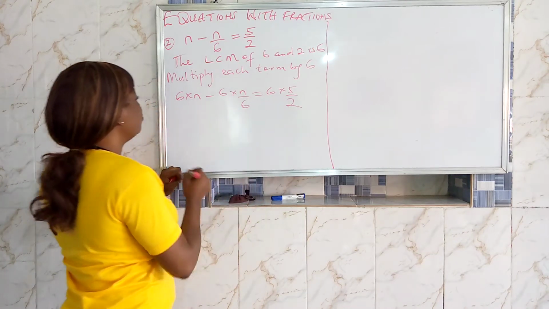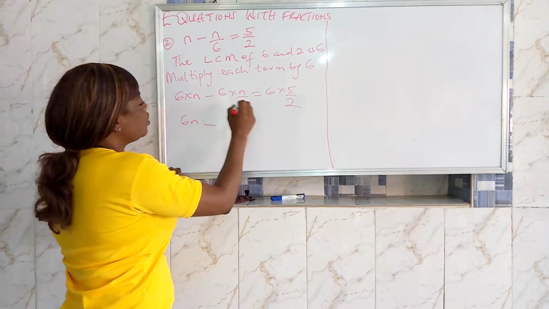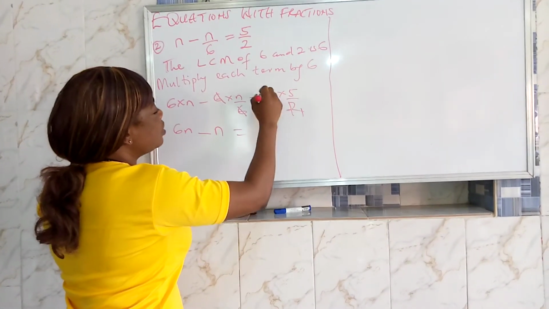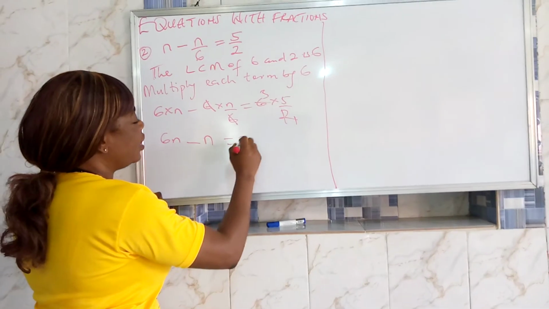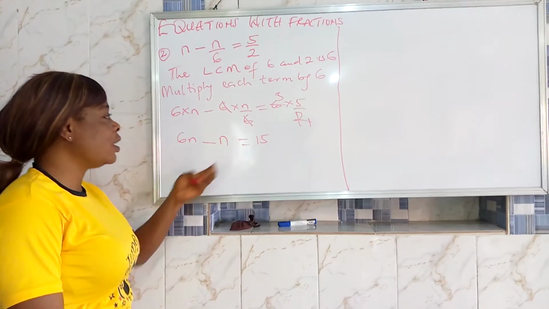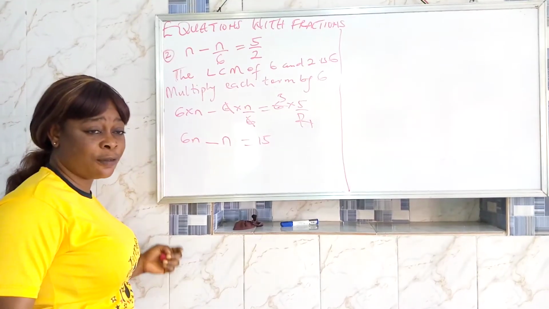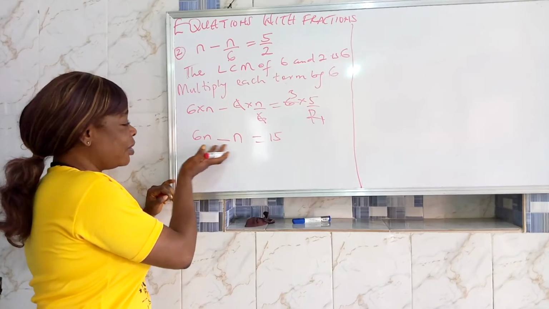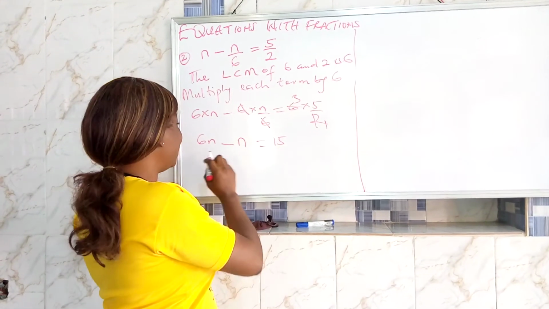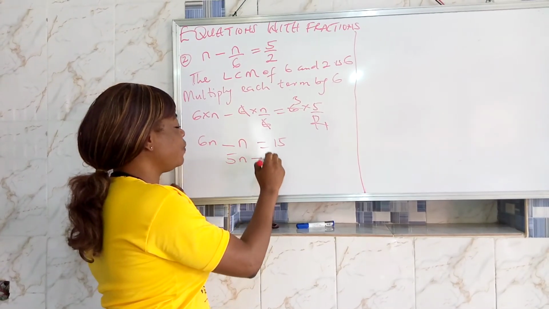So 6 times n will give me 6n. Minus, so 6 will cancel 6. So that means I have minus n. 2 here 1, 2 here 3. So I have 3 times 5, which is 15. I just put it as 15. So if you look at it now, multiplying it through by the LCM, I've already cleared the fraction. So what is the next? Thank God this one, I don't need to collect like terms. This one and this one, they are together already. So I now have 6n minus n, which gives me 5n, which is equal to 15.